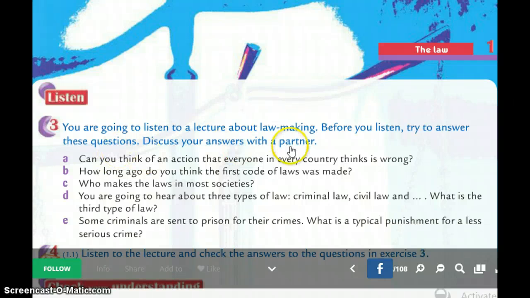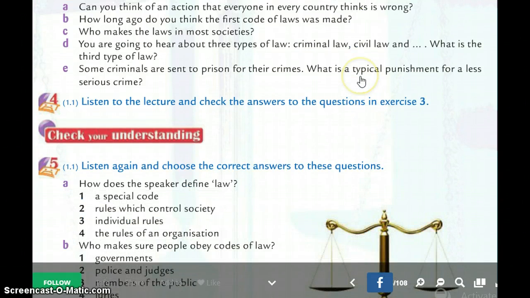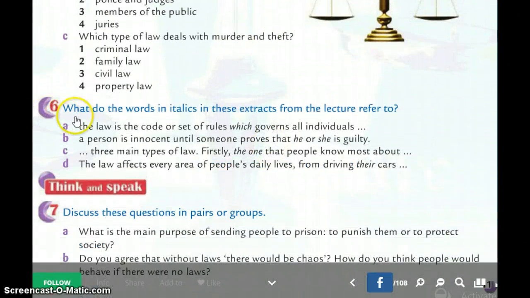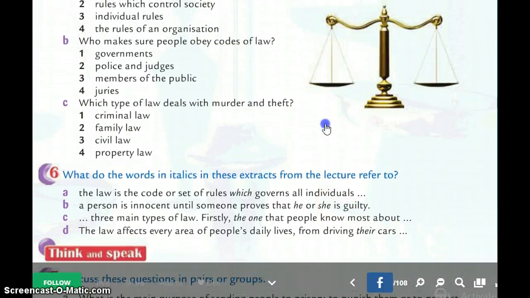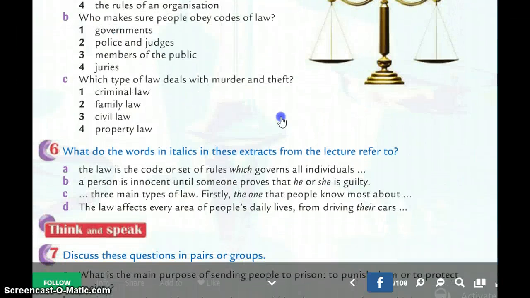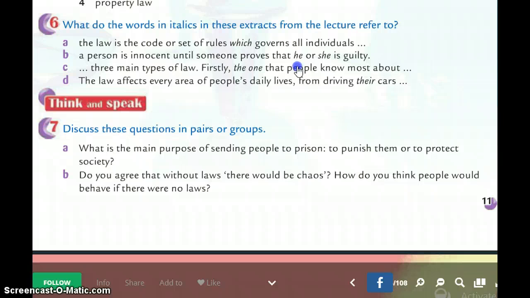Hello everyone, we're continuing the session with the lesson we stopped at last time, and hopefully we won't take too many minutes for this one as well. Now, there's this part: what do the words in italics in these extracts from the lecture refer to? Let's just try it, because we didn't listen to the script or the listening part, so we probably won't be able to answer everything, but let's give it a trial.